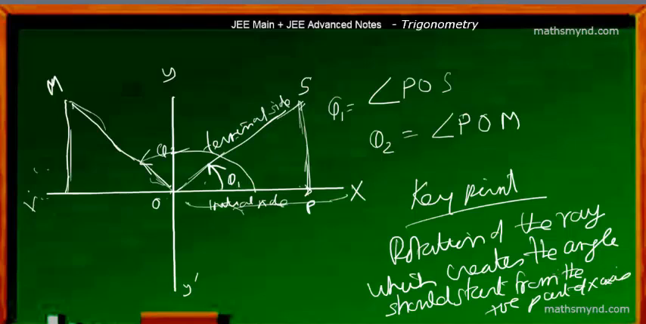Now why that's the key point is that if the rotation starts from that particular part of the x-axis, the positive direction of the x-axis, then naturally the vertex would also be lying on the origin. So that's a key point as far as this angle in the standard position is concerned.